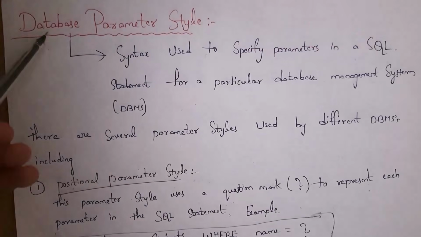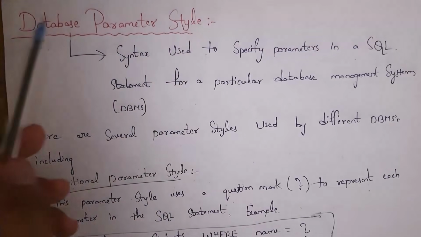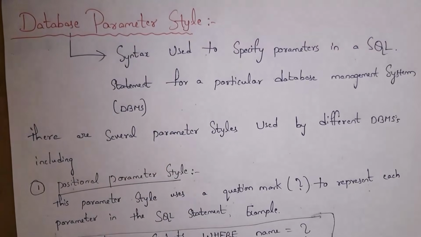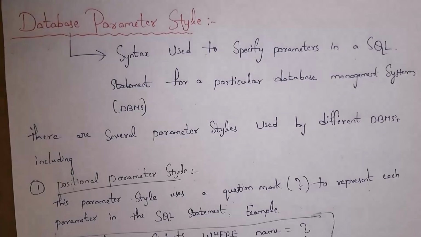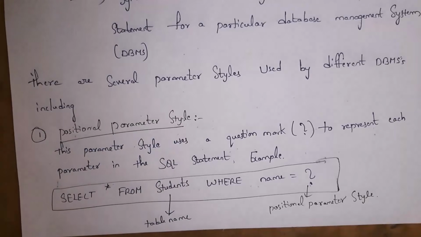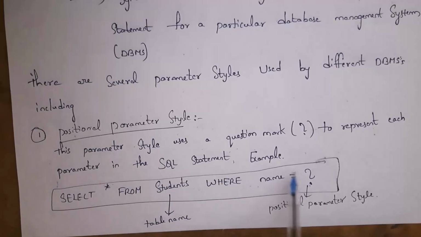Next I will explain database parameter style. The database parameter style is the syntax used to specify parameters in SQL statements. There are several parameter styles used by different database management systems. The first one is the positional parameter style. In order to represent parameters in SQL statements, the positional parameter style uses the question mark symbol. Example: select star from students, where students is the table name, where name equal to question mark, where this question mark symbol represents the positional parameter style.